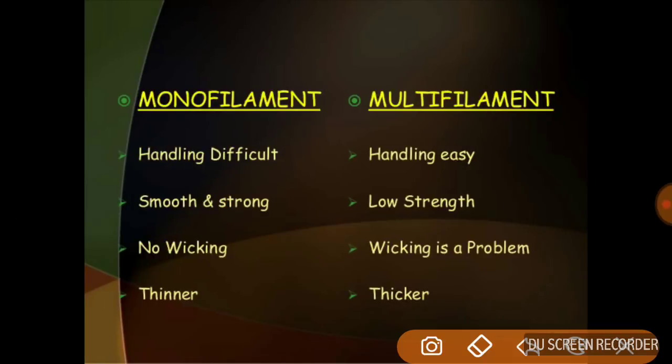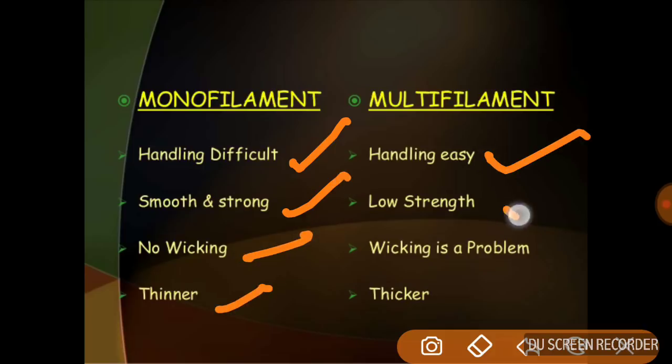So same thing, monofilament, multifilament, some advantages, some disadvantages you can see. Monofilament: handling difficult, smooth, strong, no wicking, thinner. Multifilament: handling is easy but low strength, wicking is a problem, and thicker.